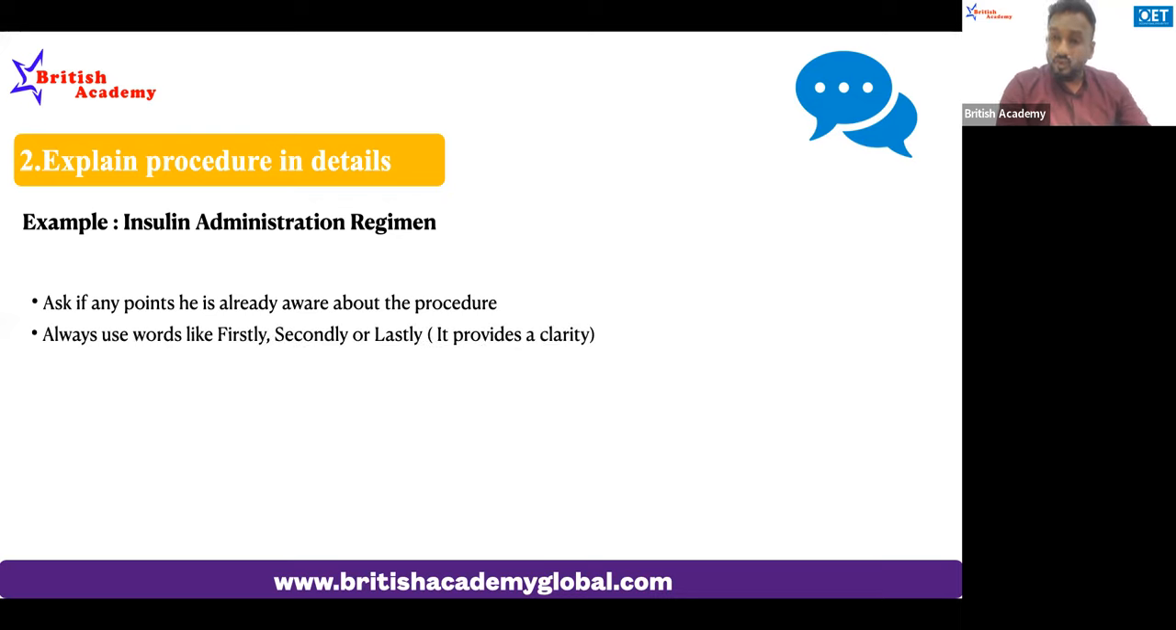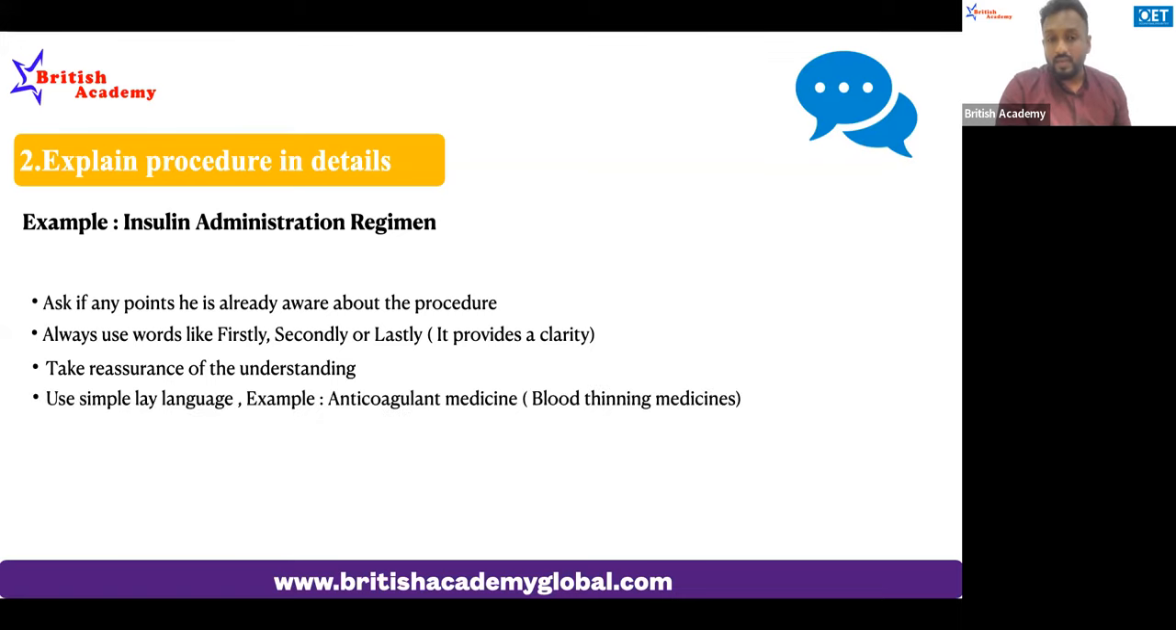Once that is done, when you begin to explain, the person should know which is the first step, which is the second step. So you can use words like firstly, secondly, or lastly. It will provide clarity to the listener, and he'll be able to remember the points well. And in between, take reassurance that the person is following you, that the person is understanding.